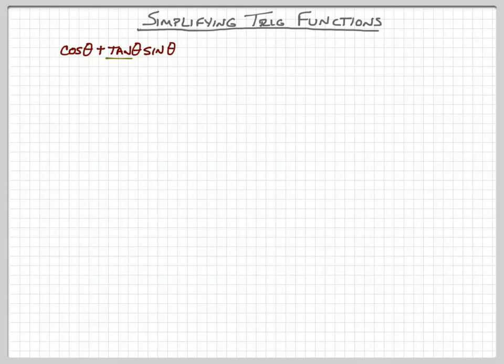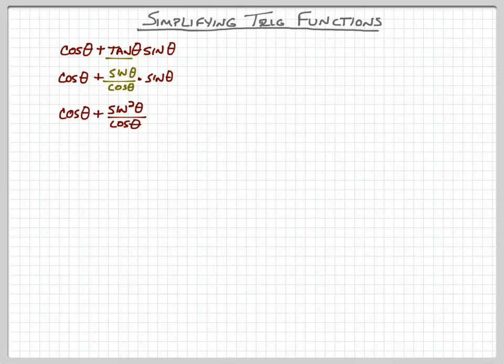So let's start by looking at tangent theta. We know that that's going to be sine over cosine, so we just plug sine over cosine in for tangent. Now we're going to start multiplying everything together. We get cosine theta plus sine squared theta over cosine theta. Now, this isn't really simplified because we've got a whole value and a fractional value, and it doesn't seem much simpler.